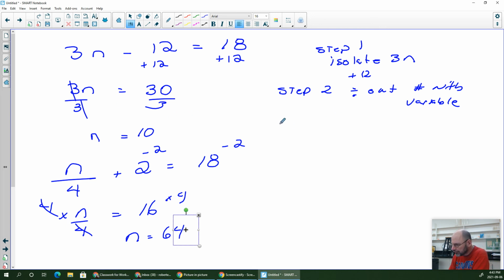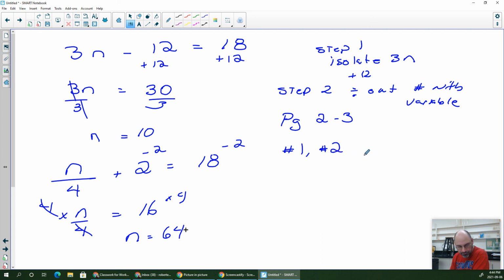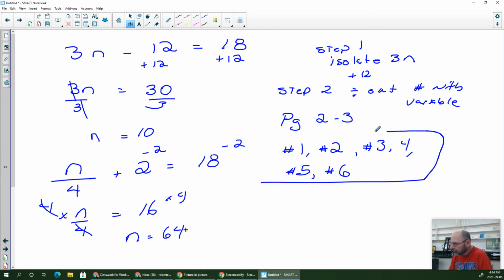So on page 2 and 3 of your workbook, you could do number 1, which we did examples of, number 2, which we did examples of, and number 3 and 4 we did examples of as well. And number 5 and 6. And 6 would be the hardest ones to do because it's these double step ones here. And then 7, 8, 9, 10 will leave for now.